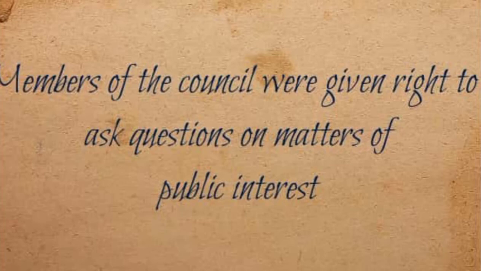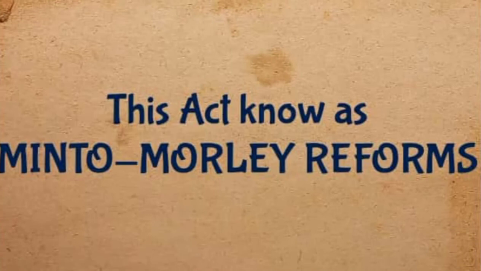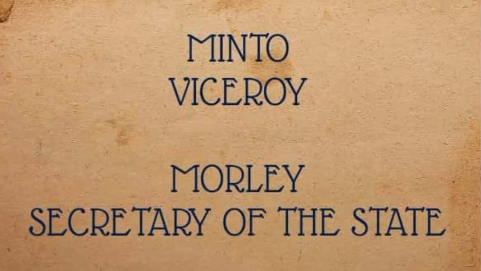And next one is the Indian Councils Act of 1909. It is also known as the Minto-Morley Reforms. The main reforms are very important points. Why is it called the Minto-Morley Reforms? Minto was the Viceroy of the country, and Morley was the Secretary of State. These two persons formulated this act, the Indian Councils Act of 1909.